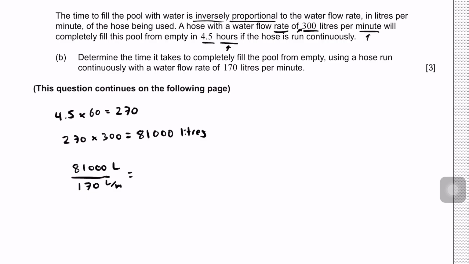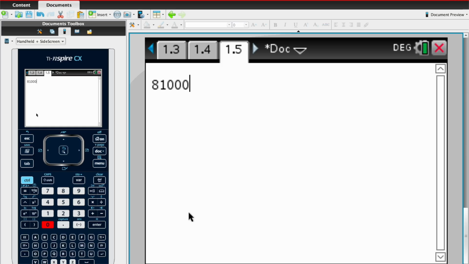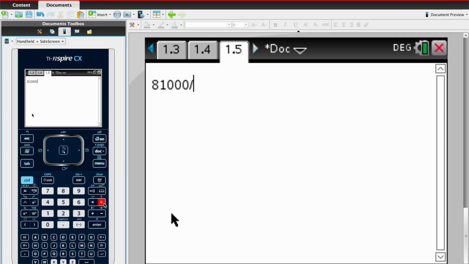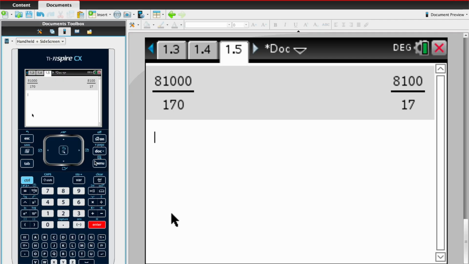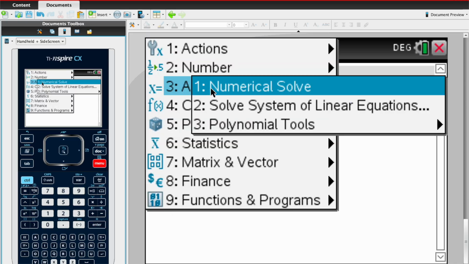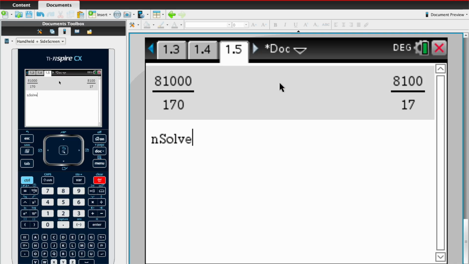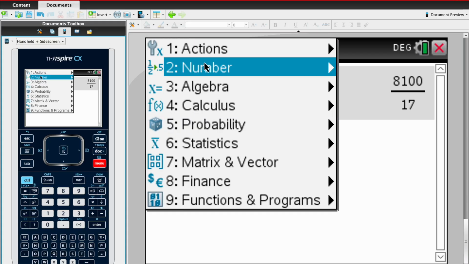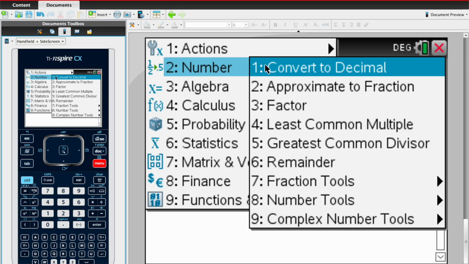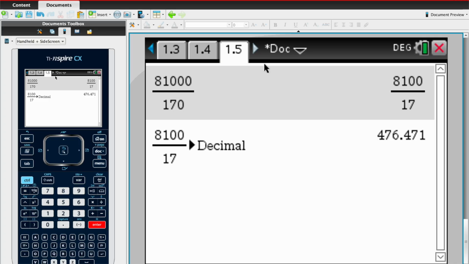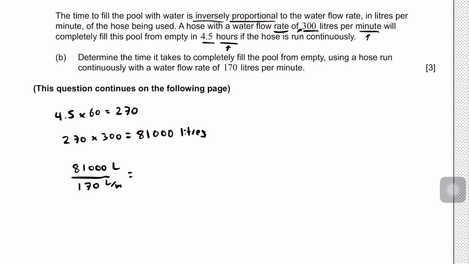Let's work it out on the calculator. 81,000 divided by 170. That's not that helpful. Let's go to numerical solvents. Let's approximate to decimal. 476 minutes. It doesn't say if they're asking us for minutes or hours, so I'm going to write 476 minutes.